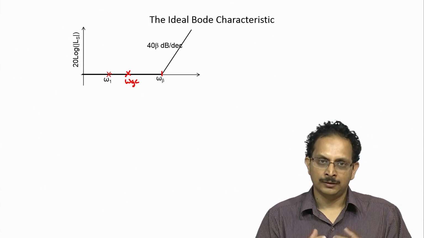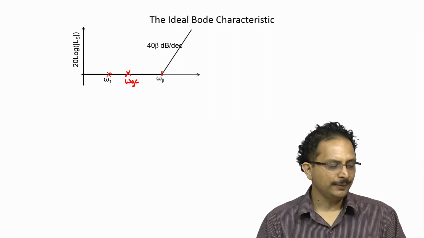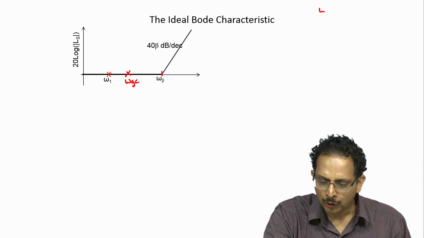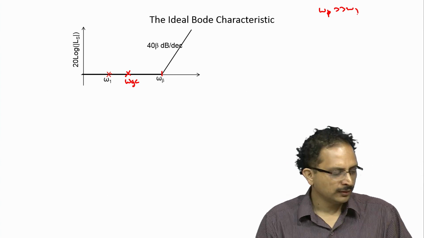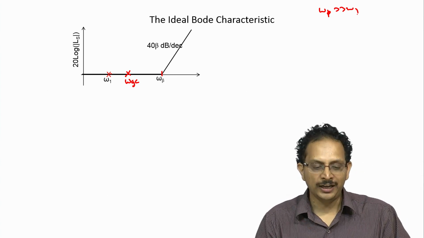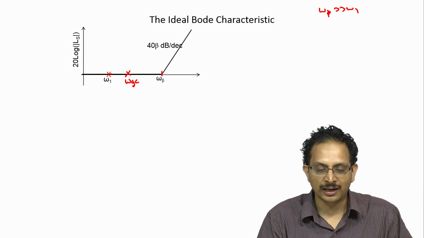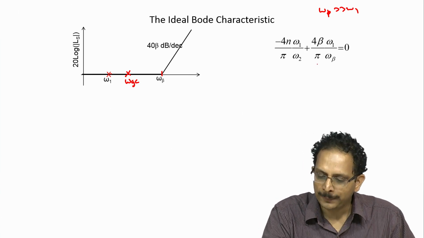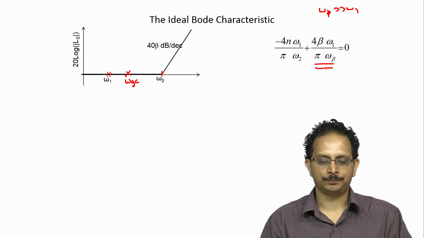Then, by using the same derivation that we undertook in the previous slide, we can show that in the limit omega beta is much greater than omega 1, the phase lead provided by the characteristic that has been shown in this slide on the left is going to be given by 4 beta by pi times omega 1 by omega beta.